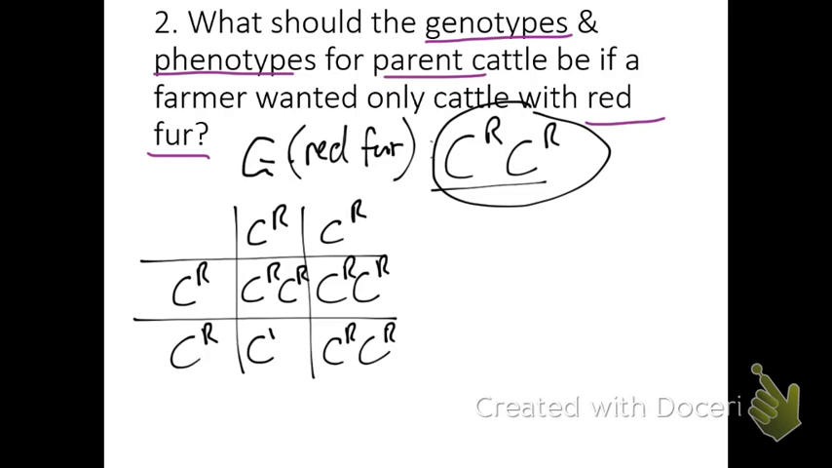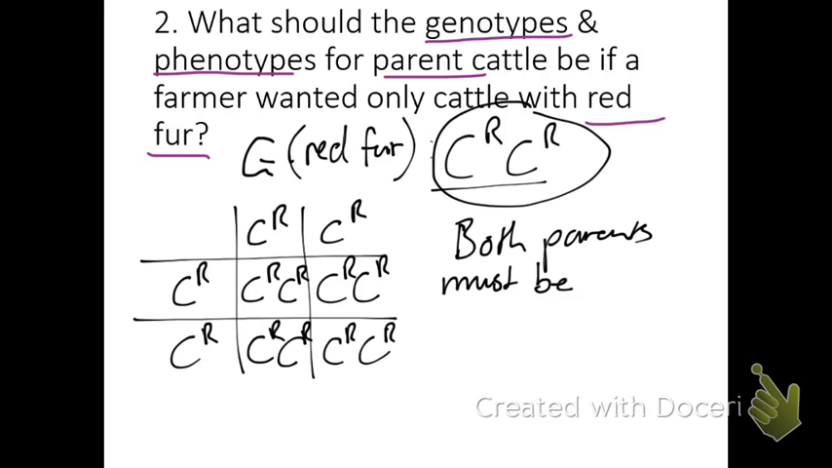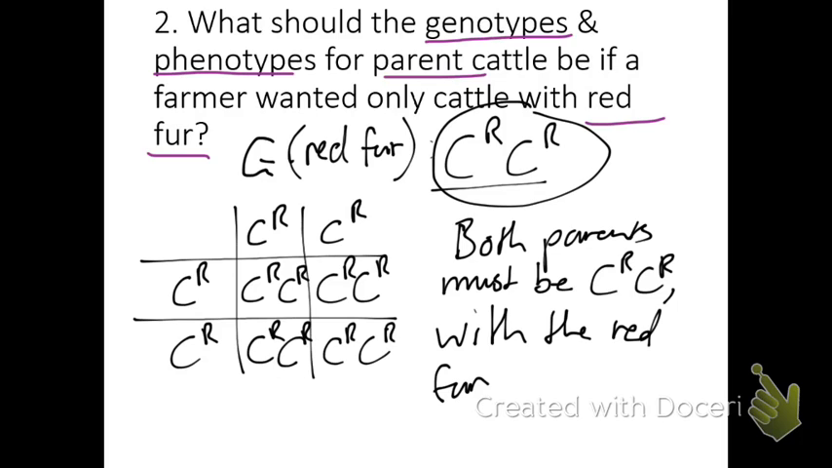And why I'm doing a Punnett square is just to prove that. Okay, this is just my proof that the genotypes of both parents must be CR, homozygous for red fur. Phenotypes, I'm going to write CR with the red fur phenotype.